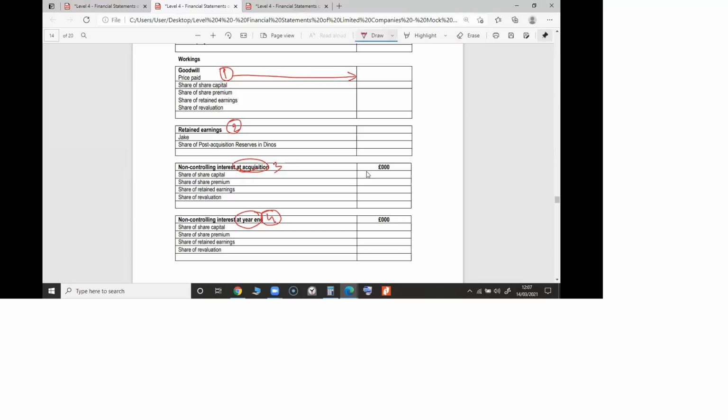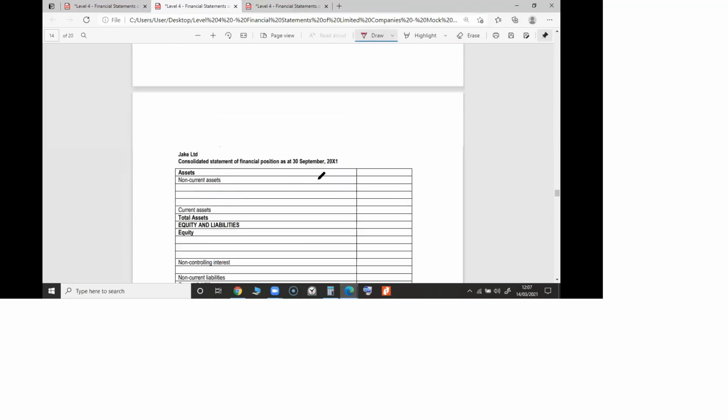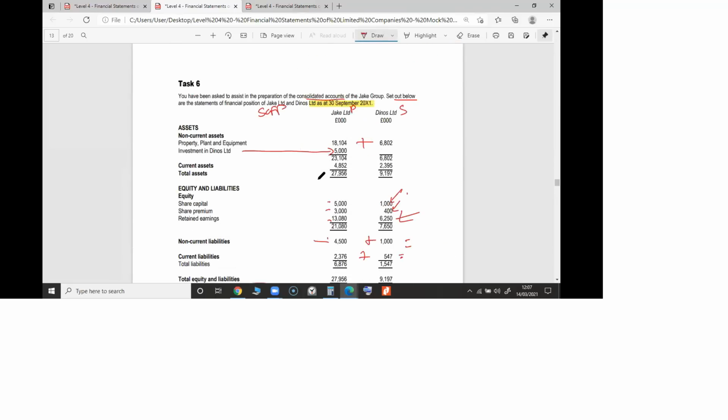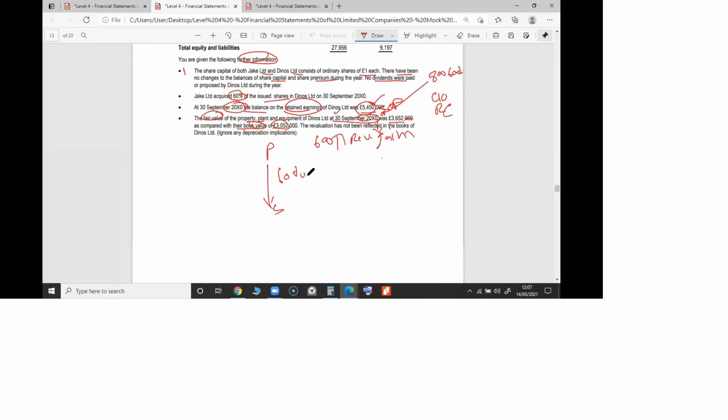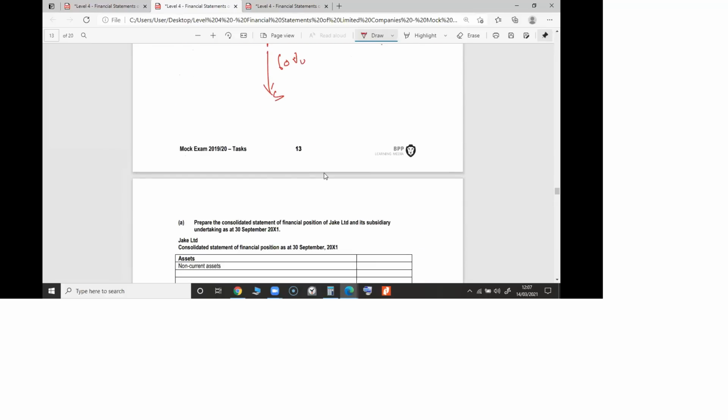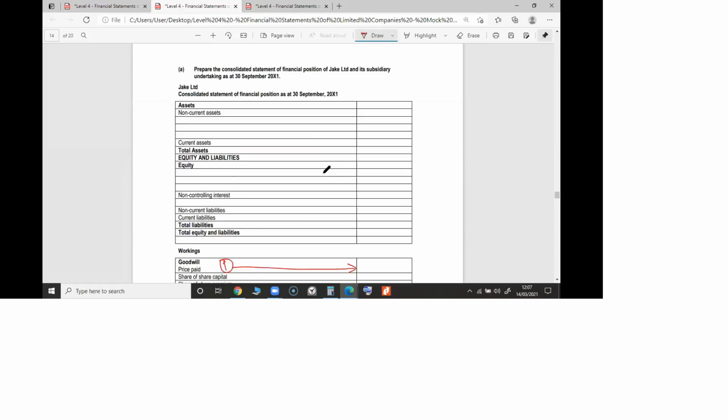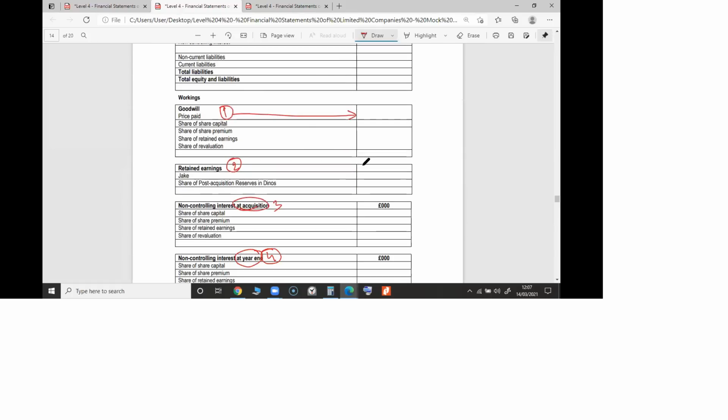Price paid. How much did you pay? Who remembers how much you paid? What is the consideration? Investment. Let me show you. Investment in Dinos, 5,000. Parent has paid 5,000 to acquire the subsidiary for the 60%. This 5,000 is paid for the share capital, share premium, retained earnings at the beginning, and share of revaluation.